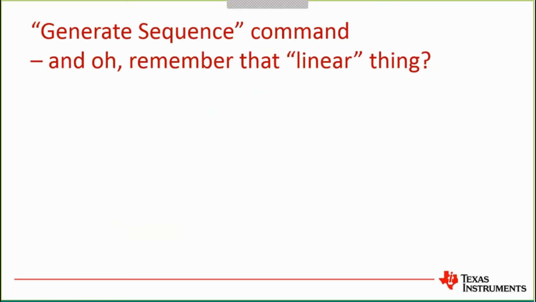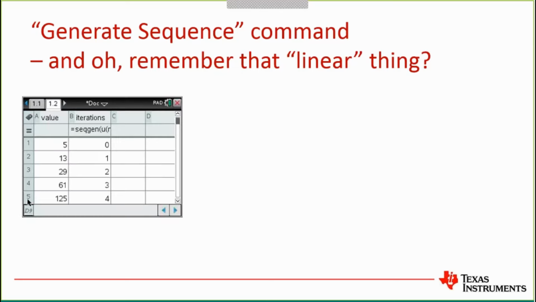So what I want to do is count the development of that sequence. Let's have a look at it. And also I want to go back and talk about this linear thing. So with the generate sequence command, what I want to do is put the numbers next to 5, 13, 29, etc. I want to put the numbers 0, 1, 2, 3, 4, because 13 is the number 5 after one iteration. 29 is the number 5 after 2 iterations, etc.